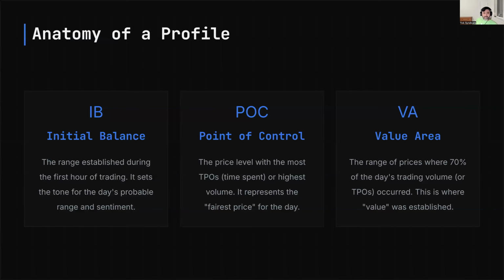I'm cognizant of the level. I'm watching to see if the order flow changes there, but it's not really an area I'm too keen to get involved in. Next up, we have the value area.